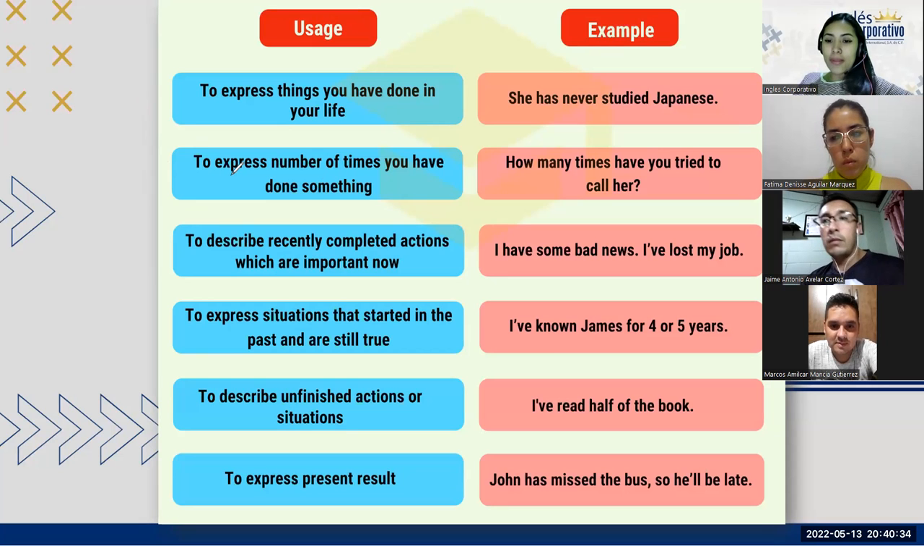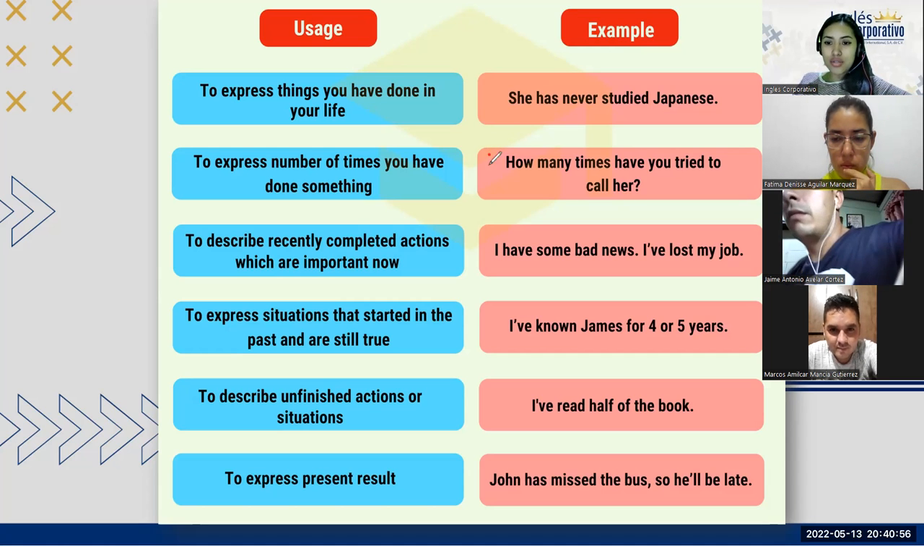Great. How many times have you tried to call her? Very good. Call her. Okay. So you use the present perfect, guys, to express the number of times that you have done something. Okay, for example, how many times have you tried to call her? This is a question. Pero también puede decir usted, I have called her 3 times.